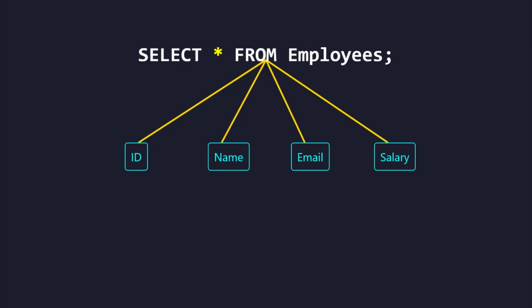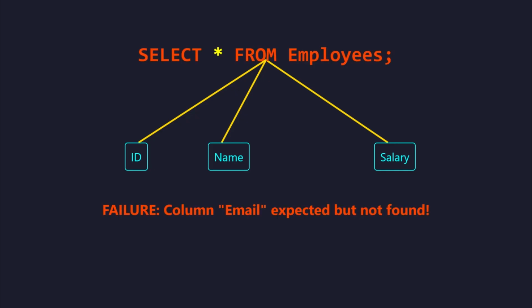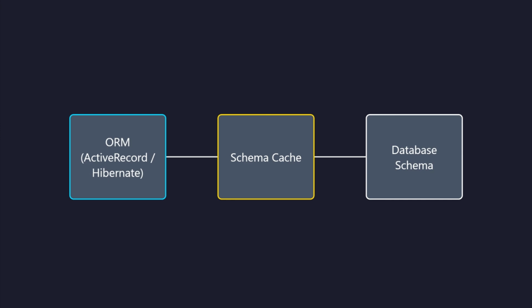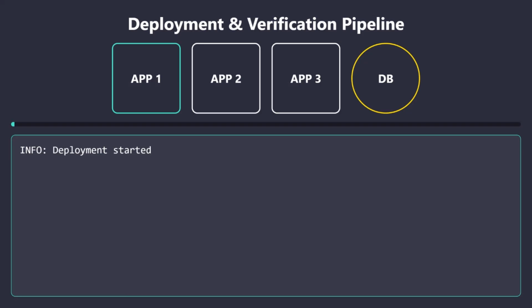Searching for explicit column names is insufficient. You must also identify and replace every select star query, because these will fail once the column is no longer present in the result set. Object relational mappers like ActiveRecord or Hibernate often cache table schemas. You must explicitly configure these frameworks to ignore the target column before you attempt any database changes.